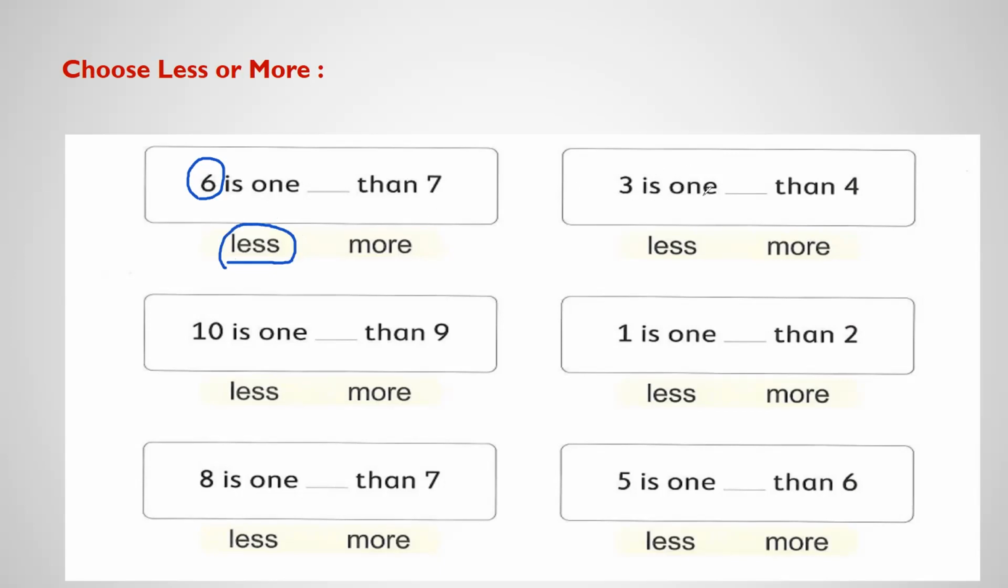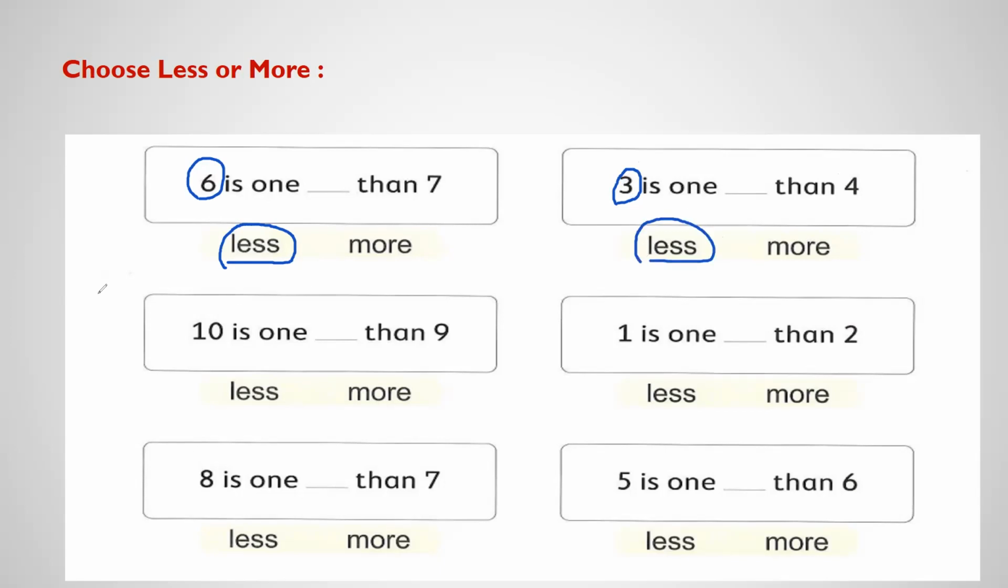Here, 3 is 1 less or more than 4. Look at number 3. Is this 3 small or big? We have 3 and 4. What's your opinion? What can you see? Is 3 small or big? Of course, 3 is the small here and 4 is the big. So I am going to choose the word which means small. Small means less. So choose less.